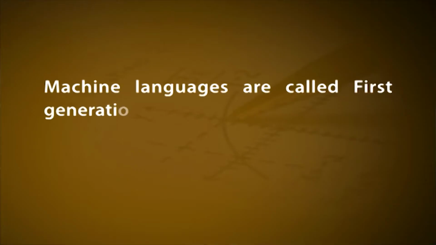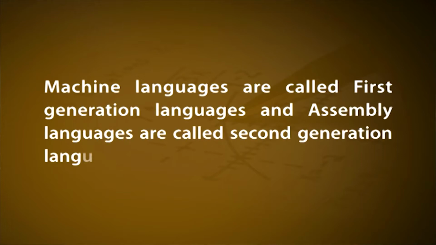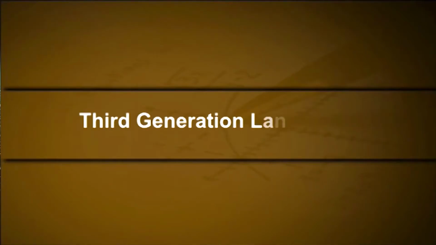Programming languages are sometimes referred to in terms of generations. Machine languages are called first generation languages and assembly languages are called second generation languages. Third generation languages help to write structured programs easier. These languages use English-like phrasing and allow the sharing of programs. Even though each of the third generation languages has its own syntax, they are English-like and easy to understand.